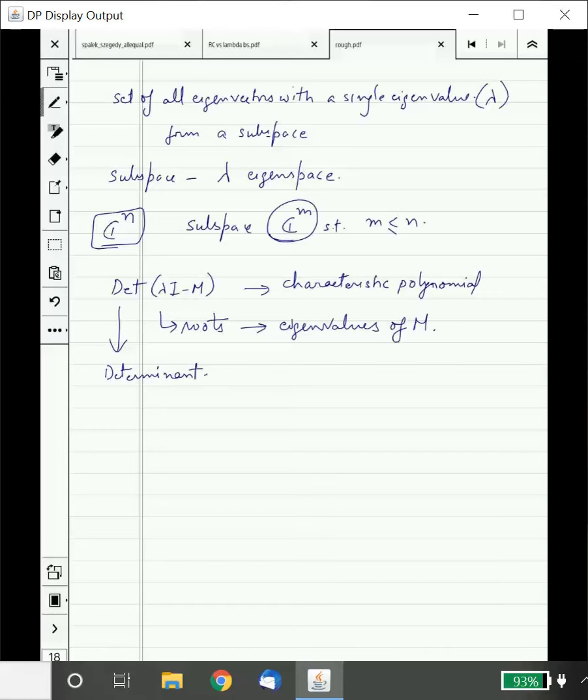We are talking about complex numbers. In the case of complex numbers, notice that we are going to have all n roots. If M is n cross n, then determinant of lambda I minus M will have n roots. It's a polynomial of degree n, so we will get n roots in complex numbers.